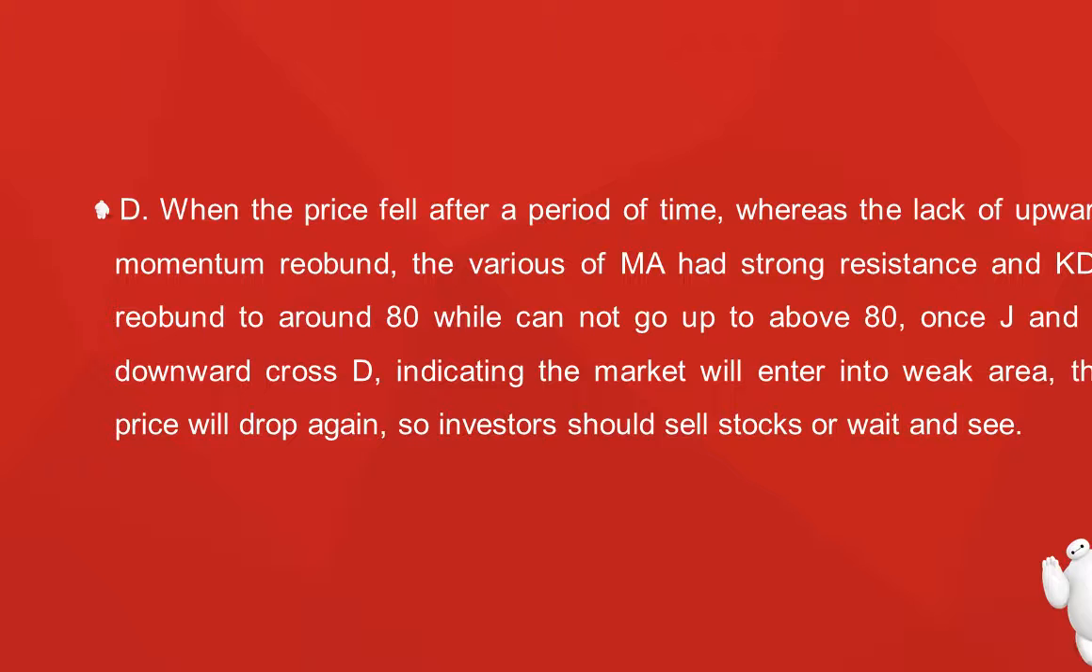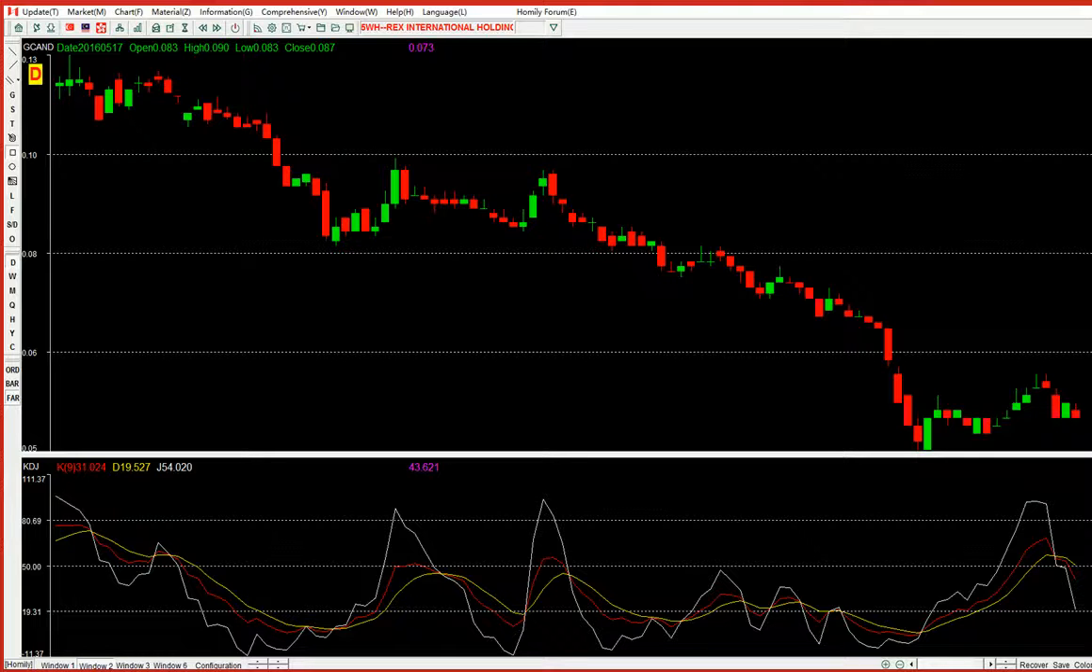So what does that mean? If you see KDJ rebound to around 80 but cannot go above 80, and then the dead cross appears, you should sell quickly. So we can see this stock. The price goes up, then cannot go above 80. Then the dead cross appears, and you should sell quickly. It rebounds again but cannot go above 80, so here you should sell again. Then it goes up again, and this is the dead cross. You should sell. Okay, so this is the sell point.